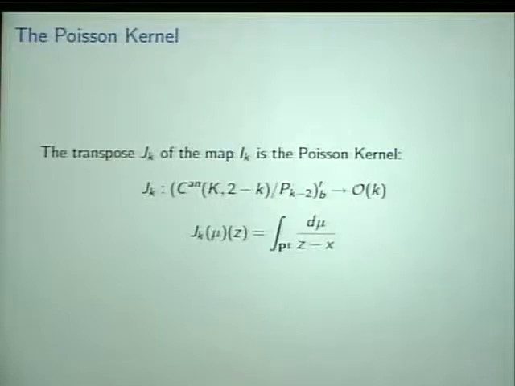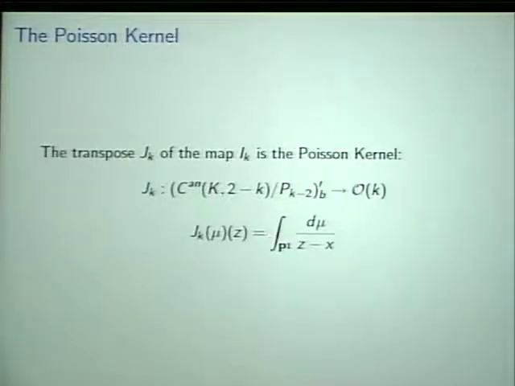Now, I wrote the map going from the dual of this to this space. But it's an isomorphism, right? So you can also dualize it. Both spaces are reflexive. If you look at the map going the other direction, you get something that looks kind of like the Poisson integral. So here, mu is a distribution on this space. It's a linear form on that space.